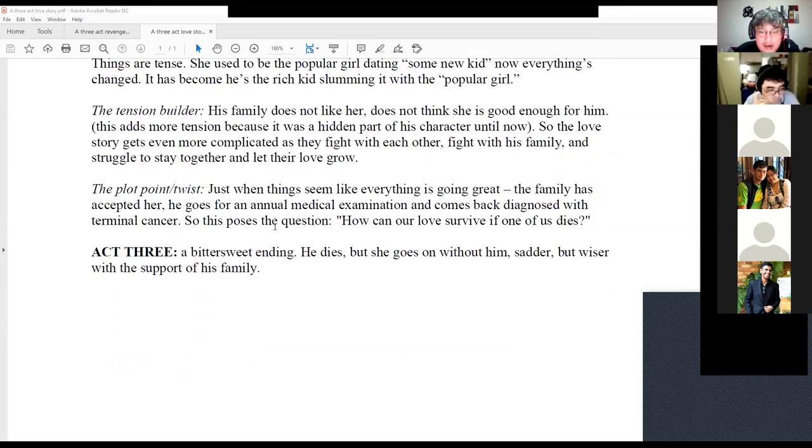So as the writer, just when things seem to be going great, the family has accepted, he goes for the annual medical exam and comes back with a terminal diagnosis of some kind. So this poses your big question, your big bang event, as it were. Can our love survive if one of us dies? Act 3 is obviously he dies. It's a bittersweet ending. She goes on without him, sadder but wiser, with the support of his family.